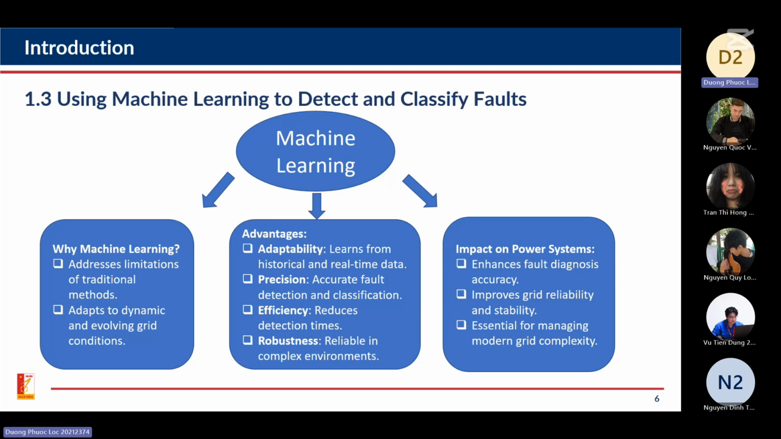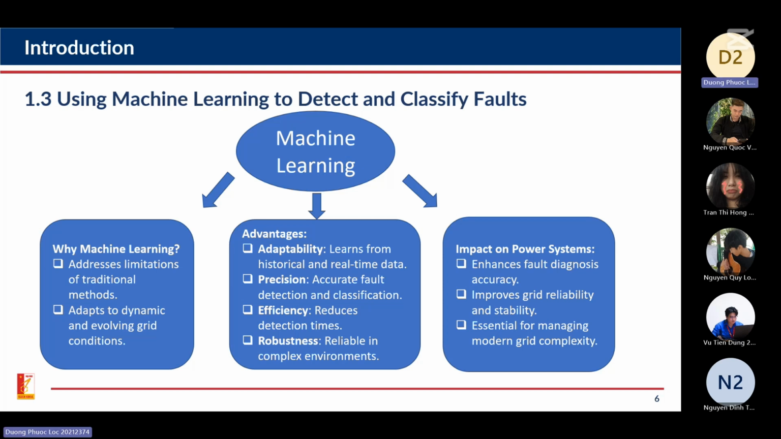Machine learning, however, addresses these limitations by leveraging its ability to adapt to evolving scenarios and handle large datasets. This adaptability makes it particularly well suited for modern grids.